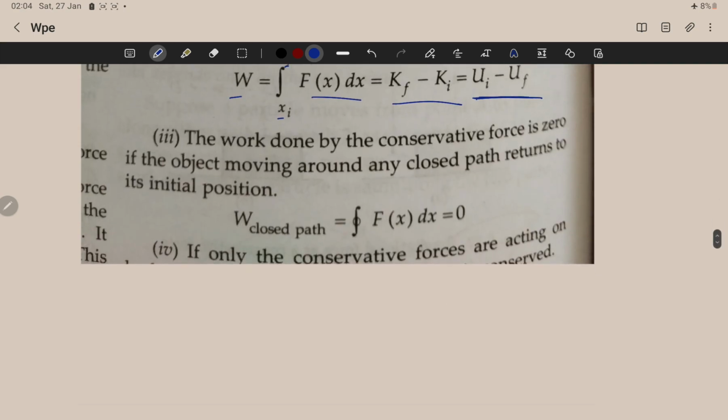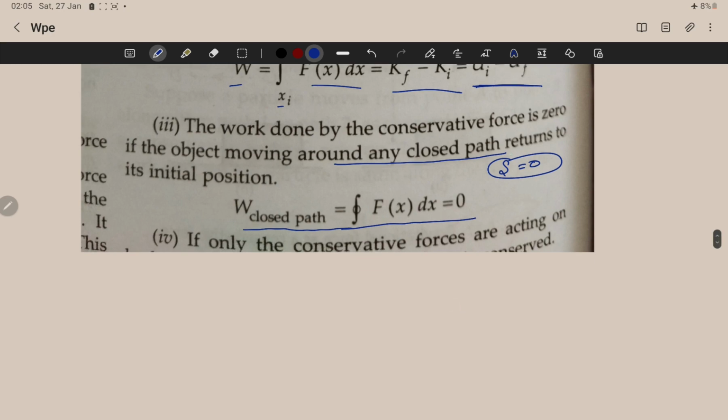And the third property is that the work done by the conservative force is zero if the object moves around any closed path. In a closed path the displacement is zero, so the work done over the closed path becomes zero. So the integral of Fx dx will become zero, because a closed path returns to its initial position.